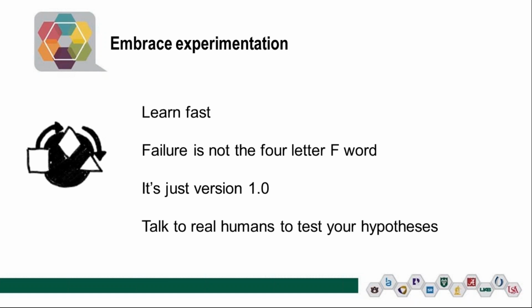All right, embrace experimentation. Learn fast. How quickly can you learn something? Can you set up tiny little experiments to just push it a little bit forward? So if you're going to fail, you want to fail fast. Failure is not the 4-letter F word, by the way. It's just how we actually learn. So the more that you get out and test your hypotheses and talk to humans to do that, you can do that really, really quickly. It doesn't take years and years and years to wait and watch something grow. So this idea, how can you embrace experimentation and then fail fast and learn from that and keep going?